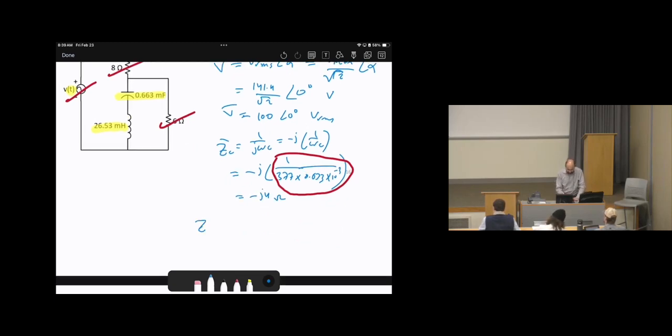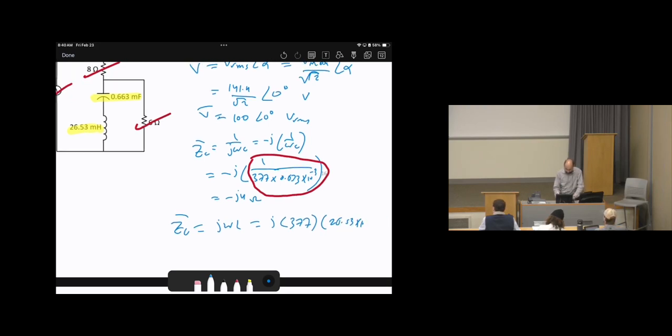The next thing, for the inductor, ZL, which is j omega L. J times omega 377. L is 26.53 times 10 to the power negative 3. Then you put this in the calculator. J will remain as J, so it will be j10 ohms. Okay?